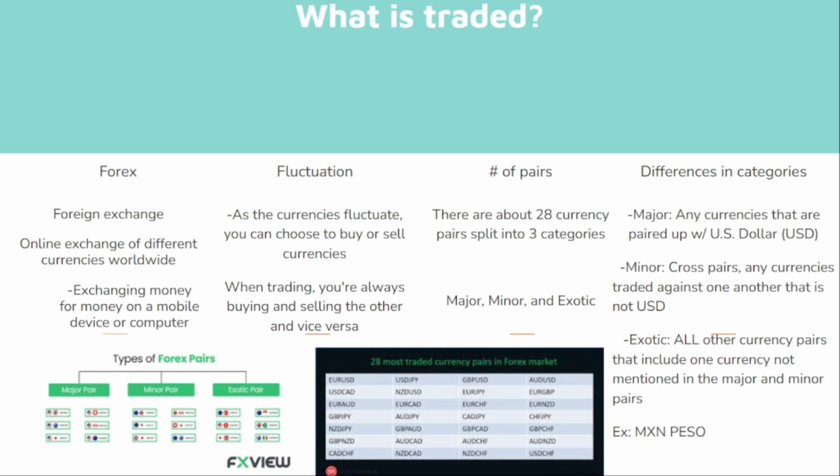So first of all, forex stands for foreign exchange. As you can see right here, it's an online exchange of different currencies worldwide. It's basically exchanging money for money on a mobile device or computer. So it's basically everything online, as long as you have the technology to do it and things like that.